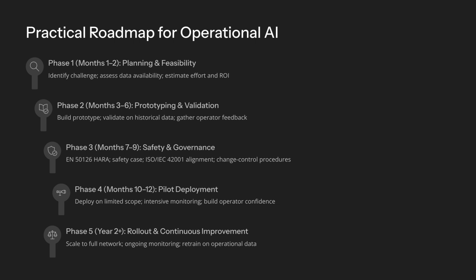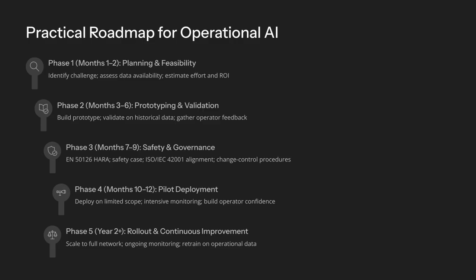And you document the operational procedures. How do controllers and operators actually use the system? What do they do if it fails? What does fallback look like? The output of this phase is an approved safety case, a governance framework, and a set of operational procedures that are ready to be trained to. Phase 4, pilot deployment, months 10 through 12.